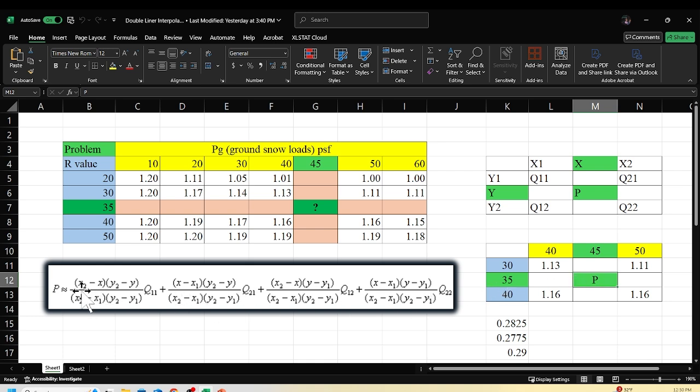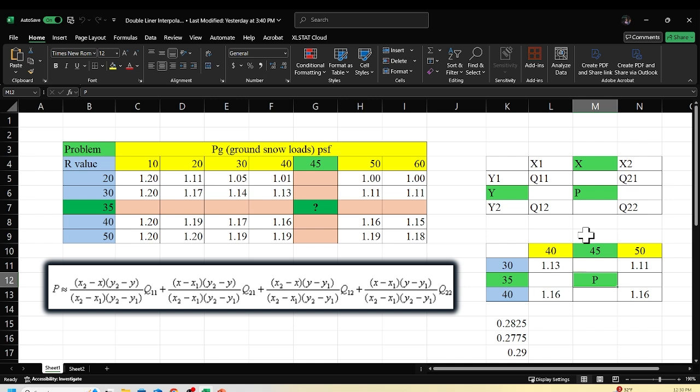What I did here, use this equation. You could put this equation into the Excel and figure it out, but before we go there, take a look at this here. I got the x1 and x2 values, and on one column I got y1 value and y2 value. The value I don't have is an x, and the value I don't have is a y, and the answer I'm looking for is a p. So I call these q11, q21, q22, and q12.